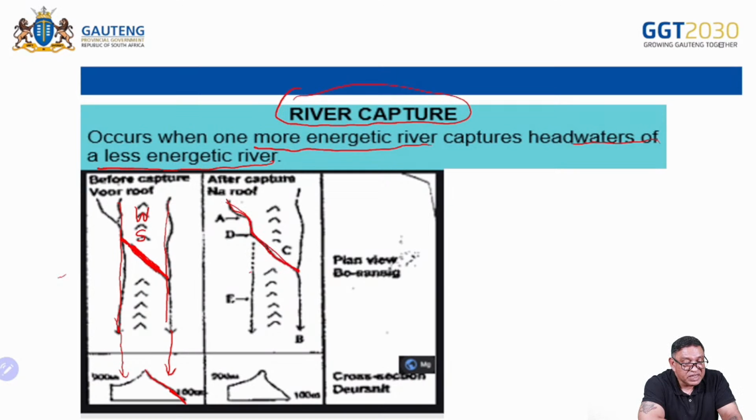And it captures the headwaters. It takes it away. Can you see that? That is river capture, when the more energetic river captures the headwaters of the less energetic river.